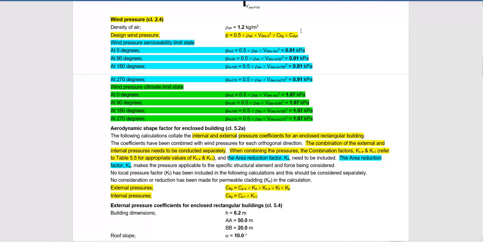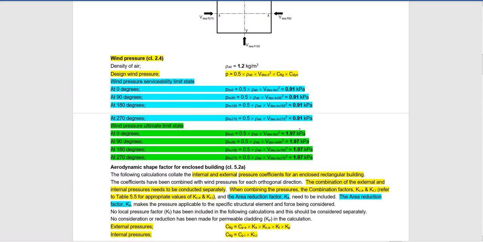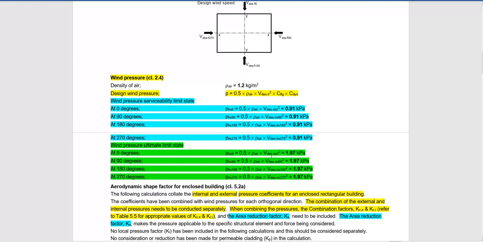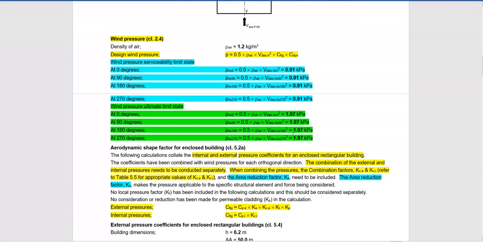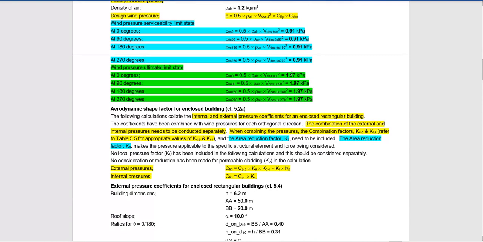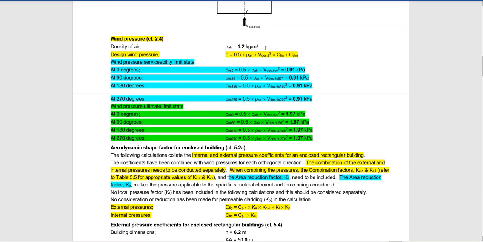As soon as we find these values later on, we multiply back by this constant, 0.91, to get the actual net wind pressure. Same thing for the ultimate limit states: 0.5 times the air density times the wind speed squared. In this case we have 57.27 meters per second, and we get a constant value of 1.97 kPa times Cfic times C dynamic.